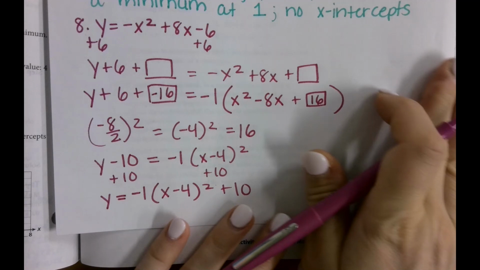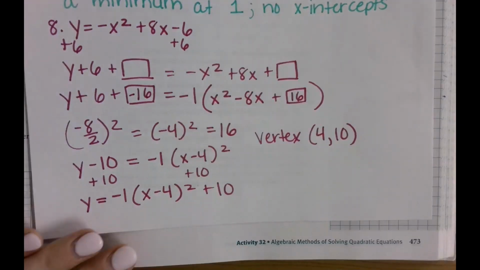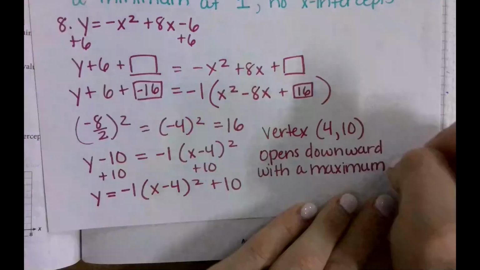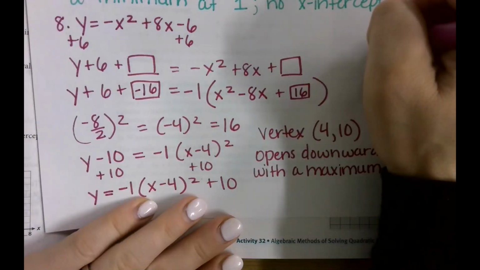We know that my vertex, so if it's minus 4, that changes it to positive 4, and then 10 is the y value. It is open downward, opens downward. So that would have a maximum at my vertex's y coordinate, so at 10.